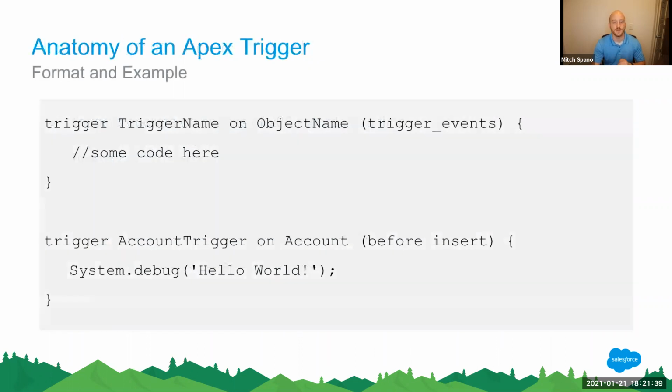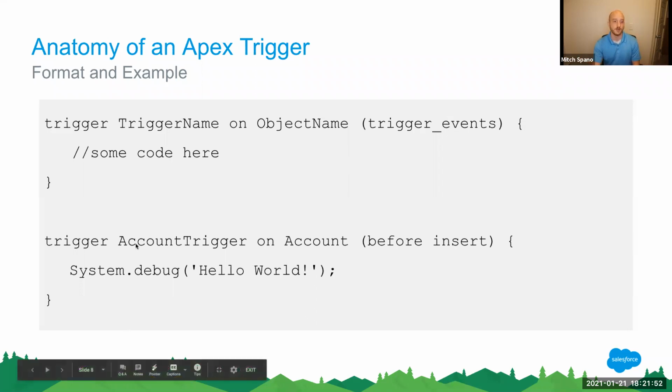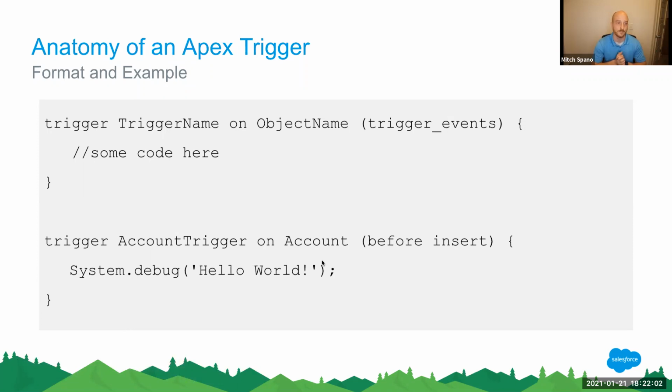So this is the anatomy of an Apex trigger. You have the name of the trigger itself, which sObject it's defined on, and which context you want it to execute in. If we wanted to create a sample trigger on Account, this trigger is called AccountTrigger. It's on the Account sObject, it operates in the before insert context, and all that it does is print out hello world.